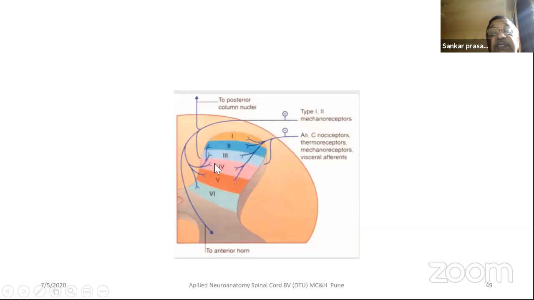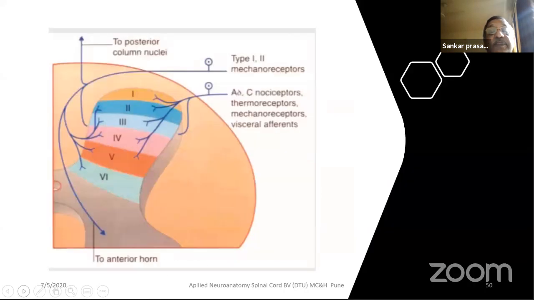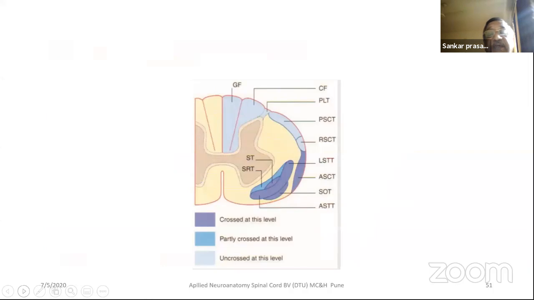And you see the posterior column fibers that are coming, and you see the type 1 and type 2 mechanoreceptors are coming to Rexed laminae 4, 5 and 6. The nociceptors, thermoreceptors and visceral mechanoreceptors are coming to laminae 1, 2 and 3, and they end here. The second order neuron here crosses to the other side. So that's the importance of the Rexed laminae, and in the large figure, that's all.